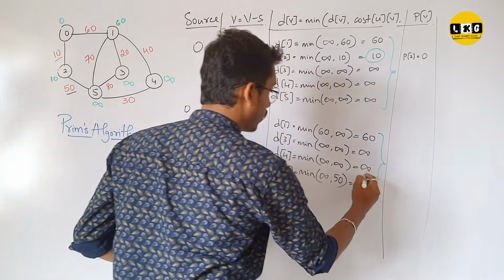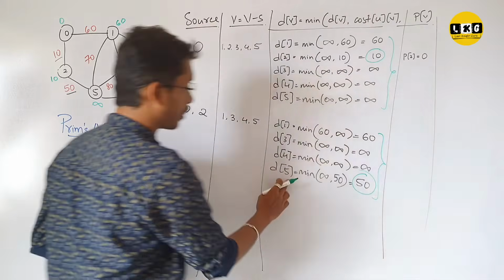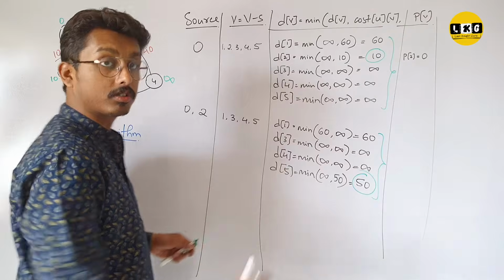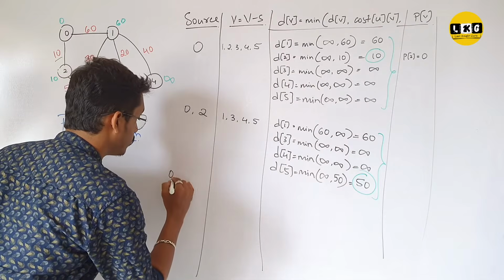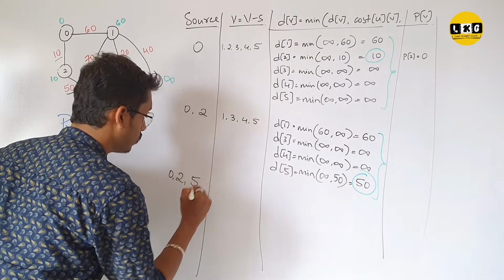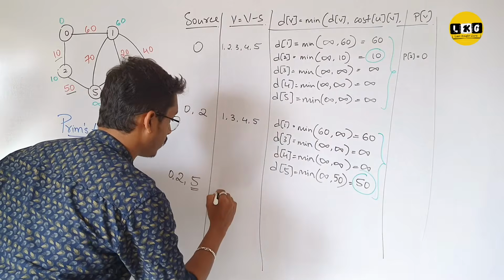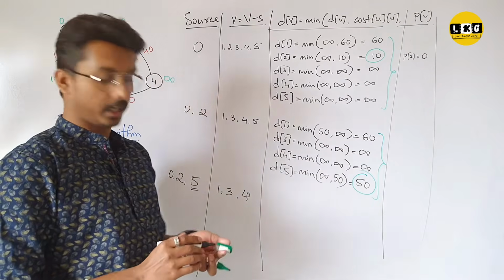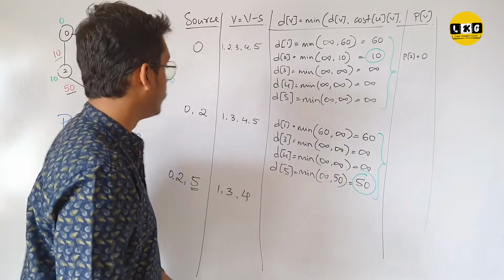Which is the minimum? Of course 50 is the minimum. For which node? It is for node number 5. So which will be my next temporary source? 5 will be my next temporary source. 0 over 2 over now 5. And what are the remaining vertex? 1, 3, 4. Correct? 1, 3, 4 are the remaining vertex.